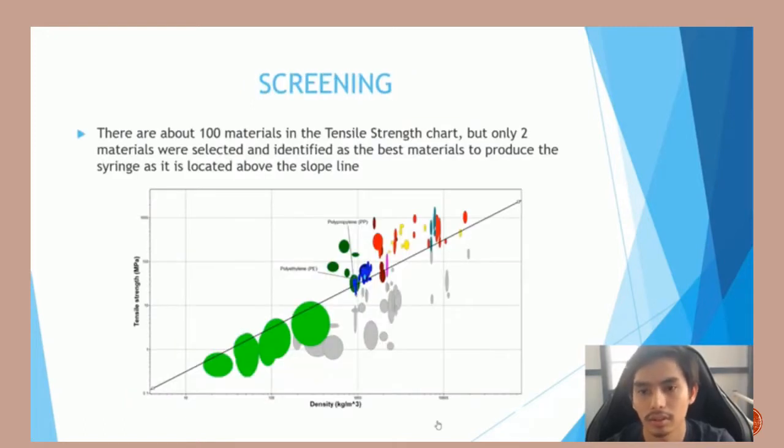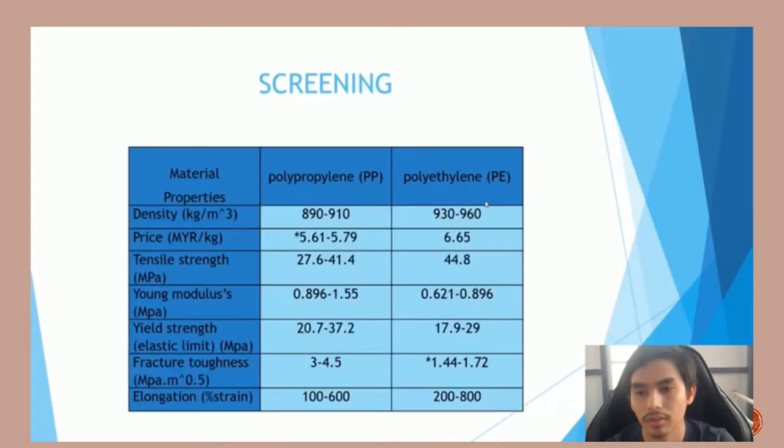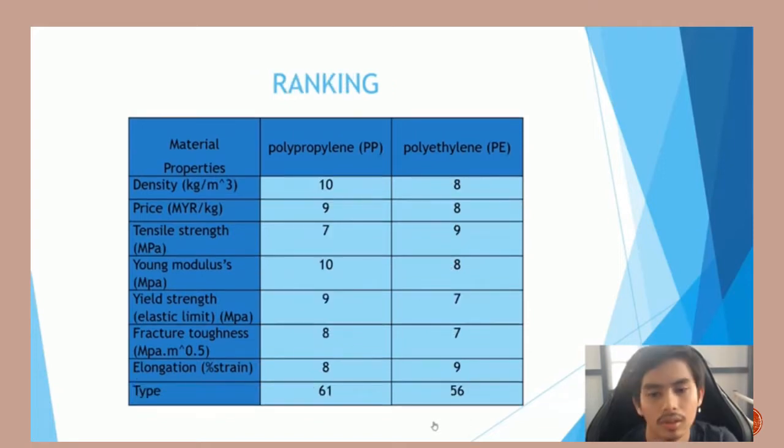Next, we do the screening for the material selection. There are about 100 materials in the tensile strength charts, but only 2 materials were selected and identified as the best materials to produce the syringe, as they are located above the strap line. We take the data from the CES software into this table, which has 7 material properties: density, price, tensile strength, Young's modulus, yield strength, fracture toughness, and elongation.